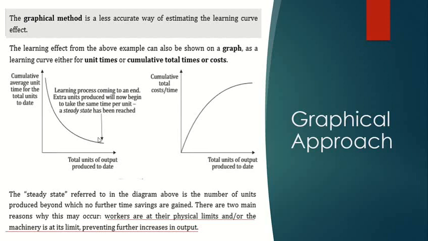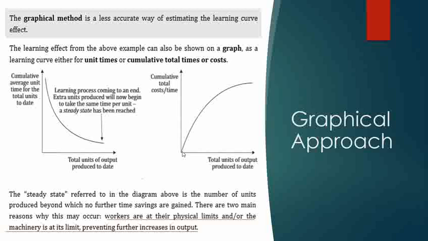This is the cumulative total time, out of the total time. When you take the total time, you can see the rate of increase has gradually decreased. So here you can see this is not a straight line. This is not a straight line. Here you can see the increment rate is gradually decreased. So you can see this gradual decrement as a result of the learning curve impact.